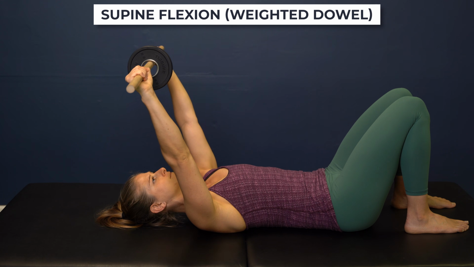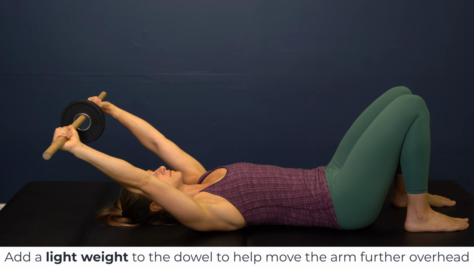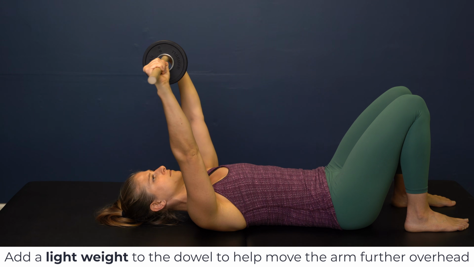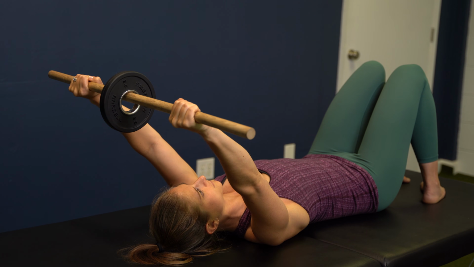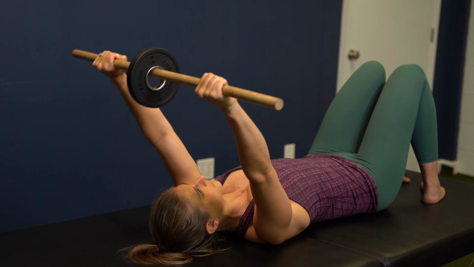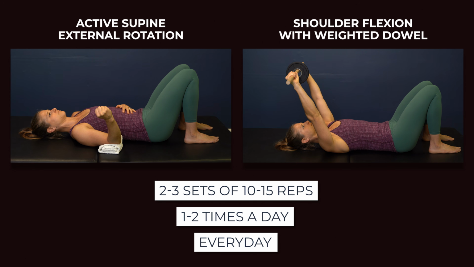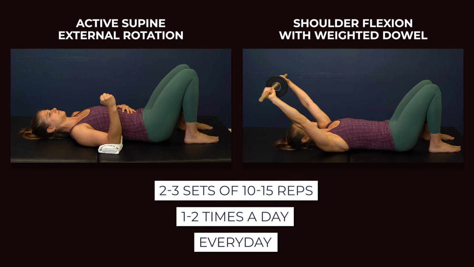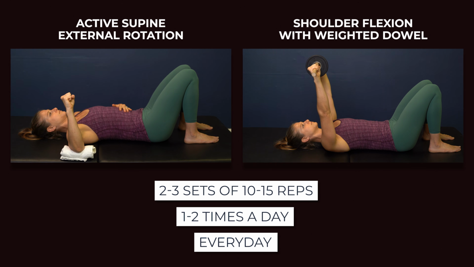Supine shoulder flexion with a weighted dowel. If tolerated, add a weight to the dowel, even as little as 1 pound, and perform the same pullover as previously described. The added weight should help move your shoulder further overhead. For either of these options, perform for 2 to 3 sets of 10 to 15 repetitions, 1 to 2 times a day, every day, or within tolerance.